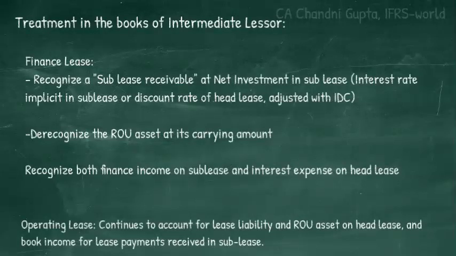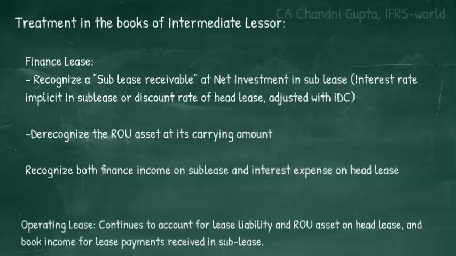Now let's understand the treatment in the books of the intermediate lessor, because the accounting treatment in the books of the head lessor or the lessor of the main lease and in the books of the sublessee or the ultimate lessee will be as usual. But in case of the intermediate lessor, the accounting treatment is a little bit different.